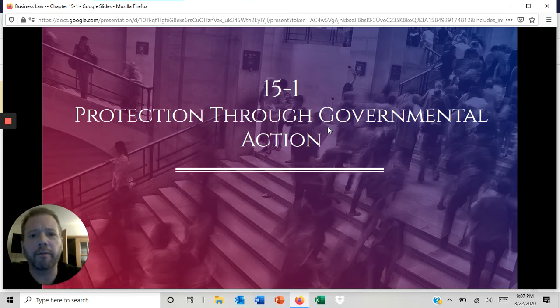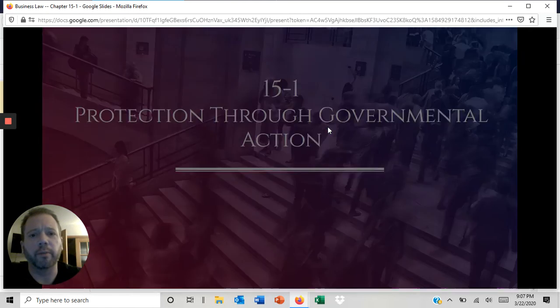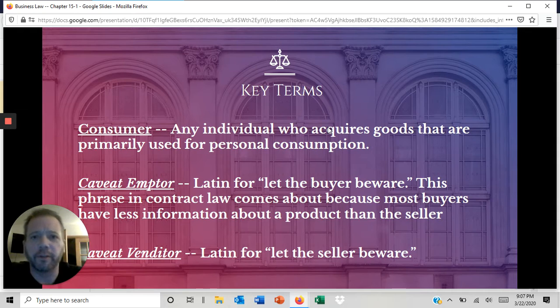Okay, so now this section of chapter 15 will deal with protections through government action. Okay, so here are some definitions for you. A consumer is just like me or you. It's any individual that acquires goods that are primarily used for personal consumption.